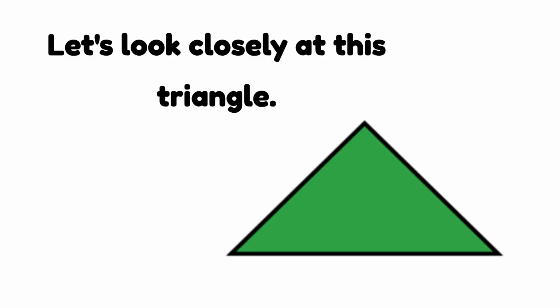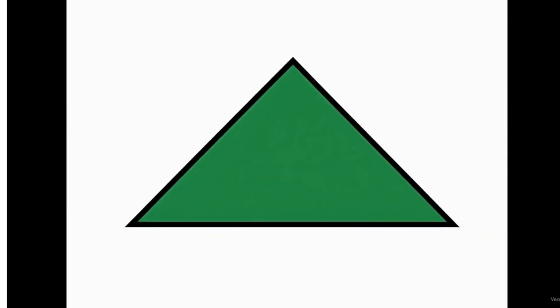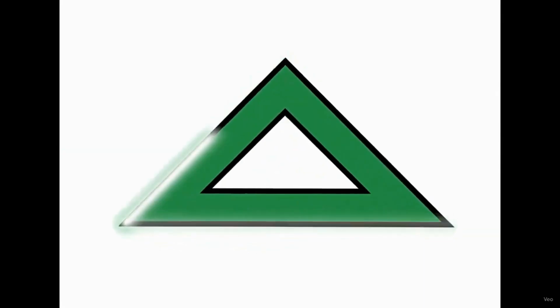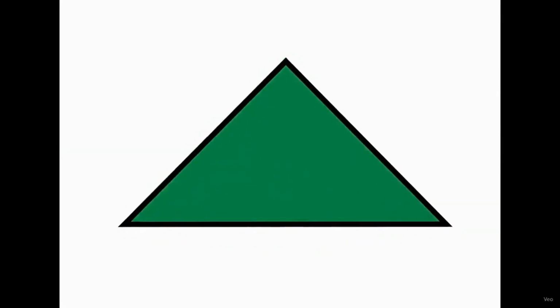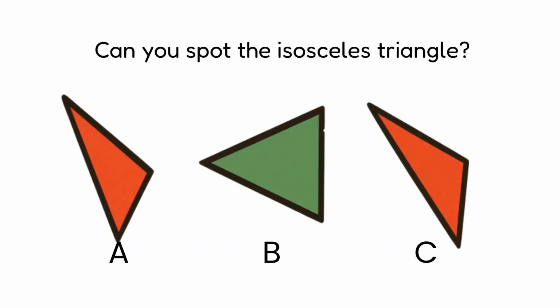Now, let's look at another type of triangle. What do you notice about this one? This triangle has 2 sides that are the same length, while the third side is different. This is an isosceles triangle. You can say it like I-sos-a-les. In an isosceles triangle, at least 2 of the sides have the same length. Can you spot the isosceles triangle?